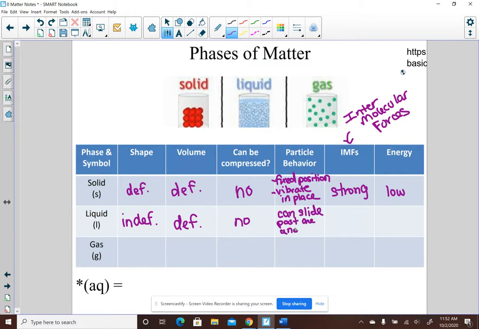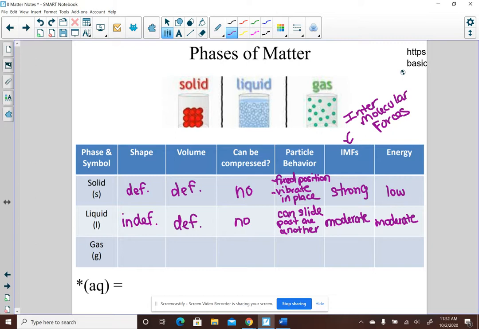Because the particles are a little bit further apart than in the solid phase, that means that they're not as attracted to each other as in the solid phase. So the IMFs are moderate. And we could say that the energy is also moderate. The particles have more energy than in the solid phase, but they don't have a ton of energy in the liquid phase.